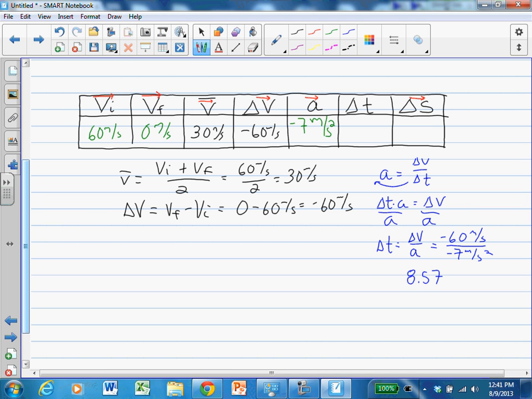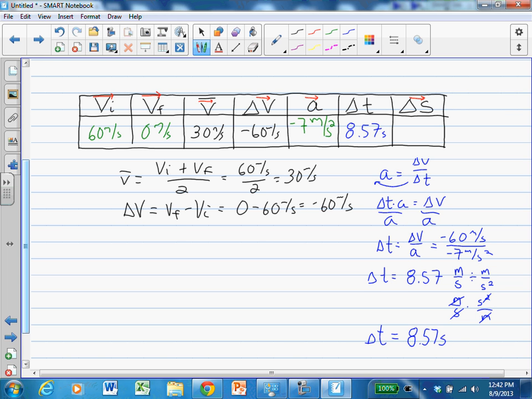Now, meters per second over meters per second squared is the same as meters per second divided by meters per second squared, which is meters per second times, flip it, seconds squared over meters. So we see the meters cancel and one of the seconds cancels, and that just leaves us with 8.57 seconds, and that makes sense for our time, doesn't it?